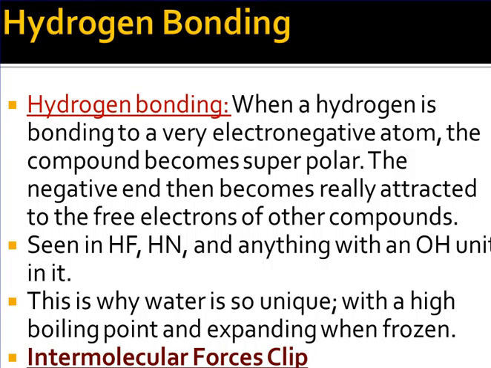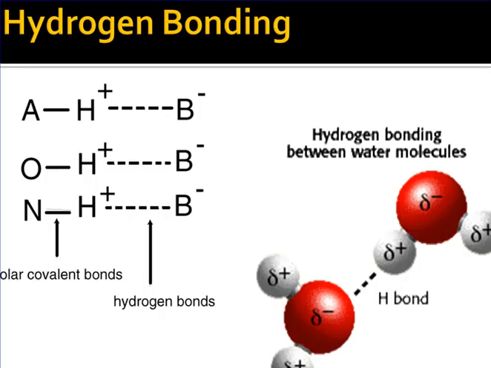So this is really just how, when you have a really electronegative atom attached to hydrogen, that causes a really strong polar force. So that causes even greater poles to be made. So that positive is really positive, and the negative is really negative, and they'll create this weird attraction.